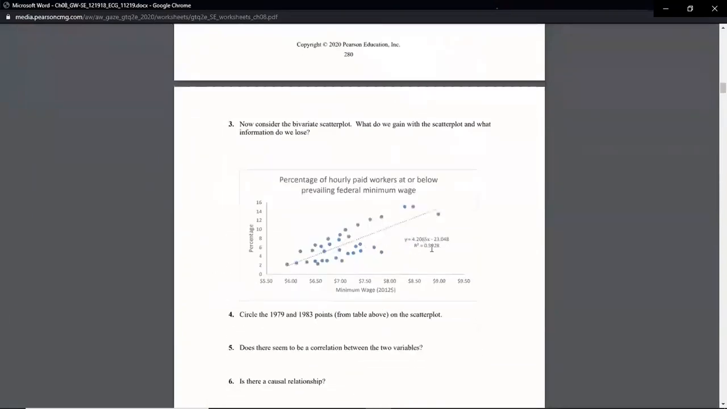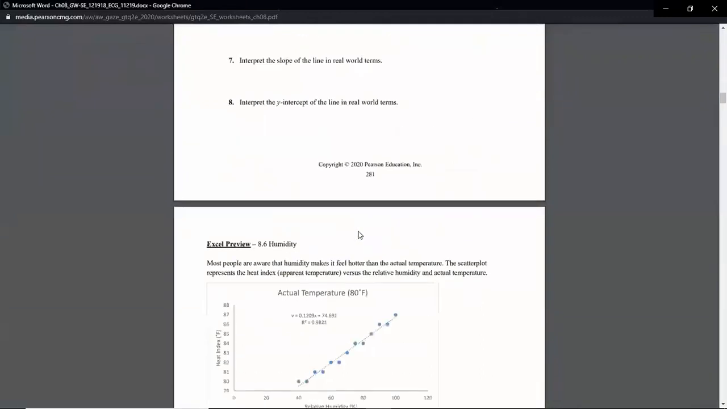So here's a graph with a mediocre correlation. About 60% of the change in minimum wage can be attributed to the change in the percentage of hourly paid workers at or below prevailing federal minimum wage. What's interesting about this problem is that it feels like the higher the minimum wage, the worse off we are. This is more because minimum wage keeps going up over time, but not quite enough to really have a sustainable income, a livable wage, that is. But that's only a 60% correlation. That's good, but it's not great. And you can see the good, not great aspect of this.